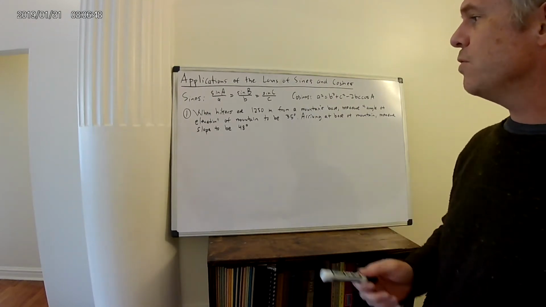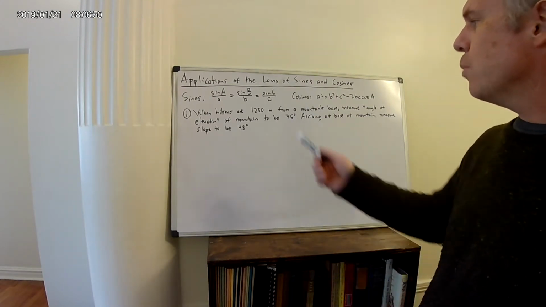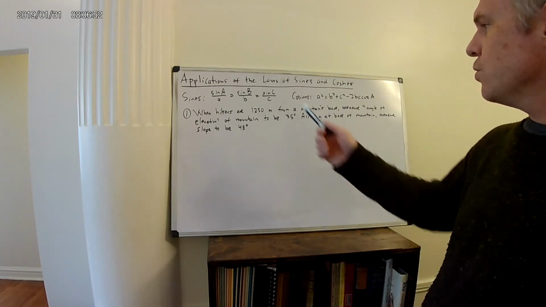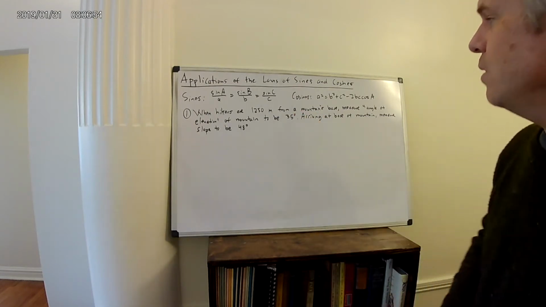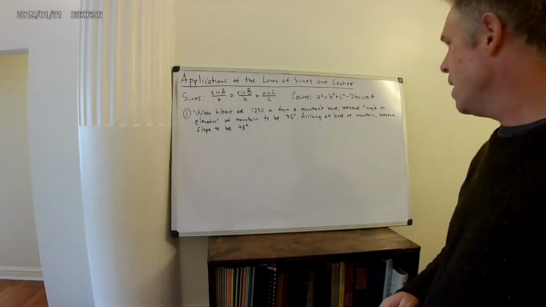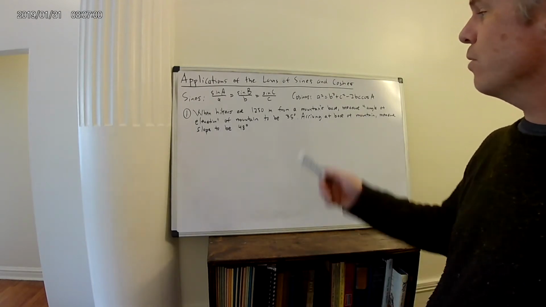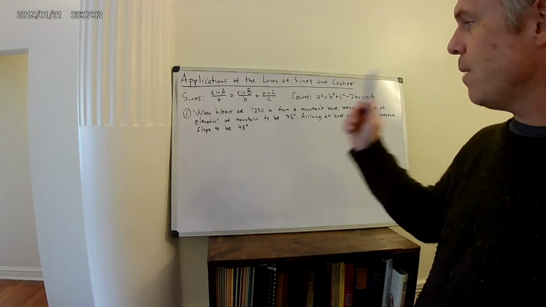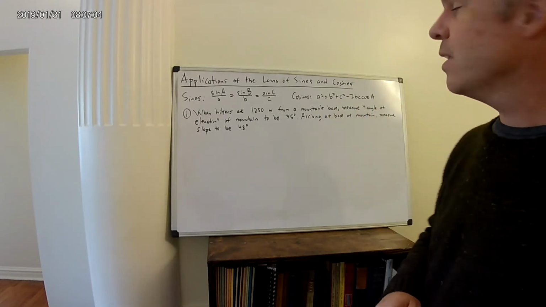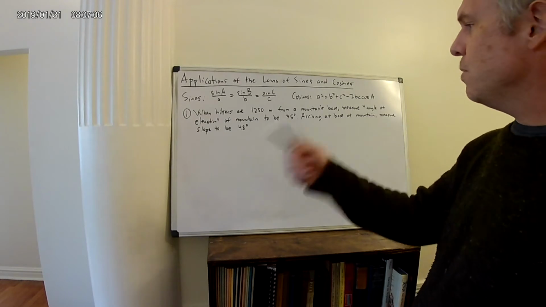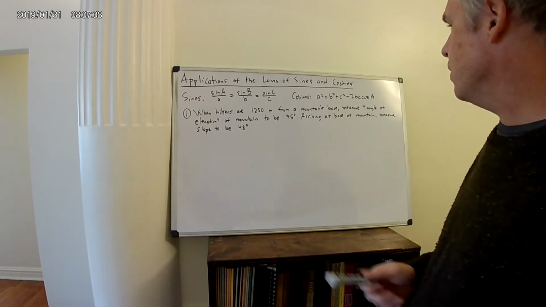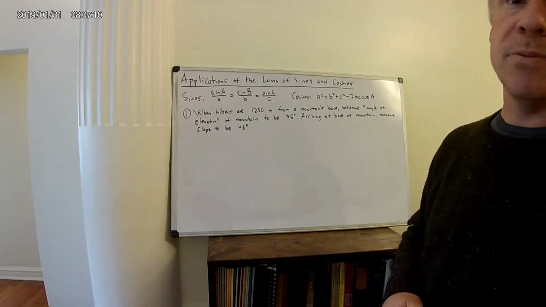The first problem has to do with a group of hikers who are approaching a mountain. When they're 1,250 meters away from the mountain's base, they measure the angle of elevation of the mountain to be 35 degrees. I'll talk about in a second what the angle of elevation is. Then they walk towards the mountain, and when they reach the base of the mountain, they measure the slope of the mountain to be 48 degrees.